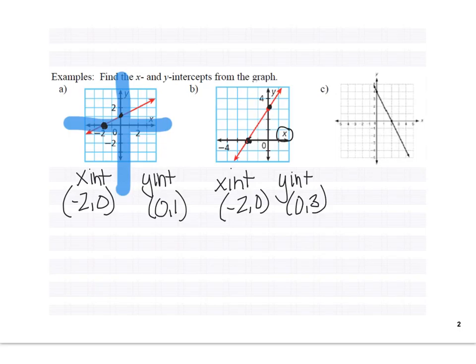This last example, I want you to go ahead and try that, and then when everyone's done, press play and see if you agree with my answer. Okay, looking at this one, you should have found that the x-intercept is (2, 0), and that the y-intercept is (0, 4). I've also highlighted where those intercepts fall. If you have any questions, talk about it and then continue on.